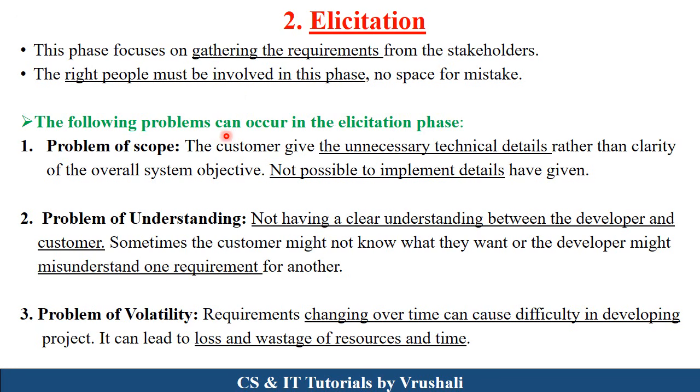Now, which type of problem occurs in the elicitation phase? From your exam point of view, this is one of the most important questions. Basically there are a total of 3 types of problems. The first problem is the problem of scope. Means sometimes the customer gives unnecessary technical details about the system, or sometimes the customer gives a particular idea which is not possible to implement. So this is called the problem of scope.